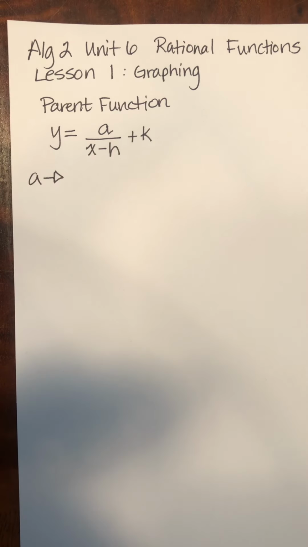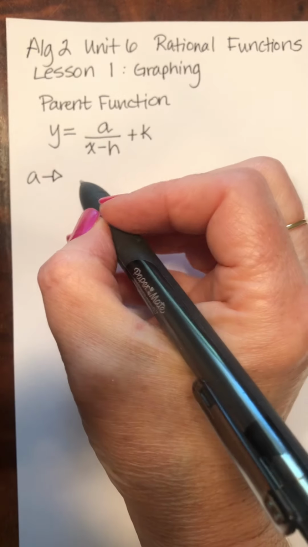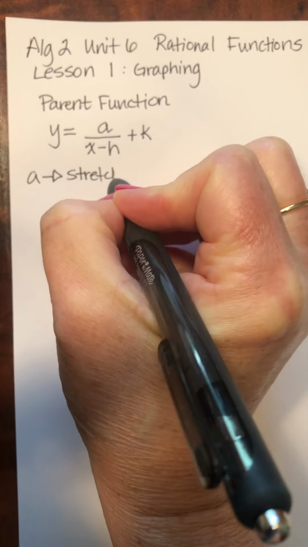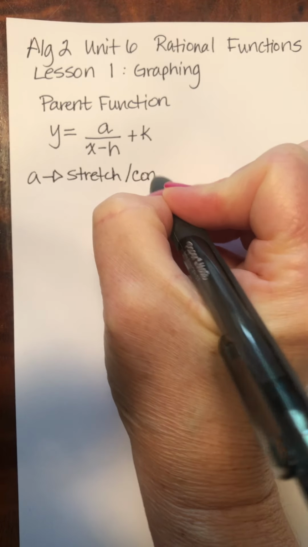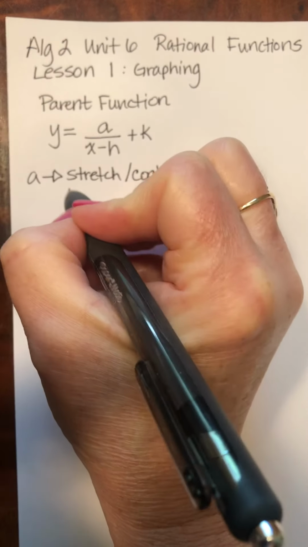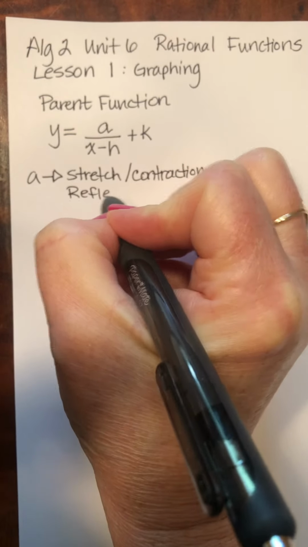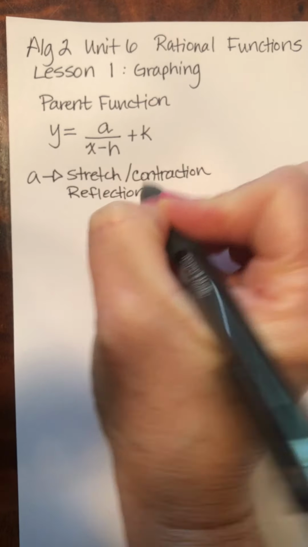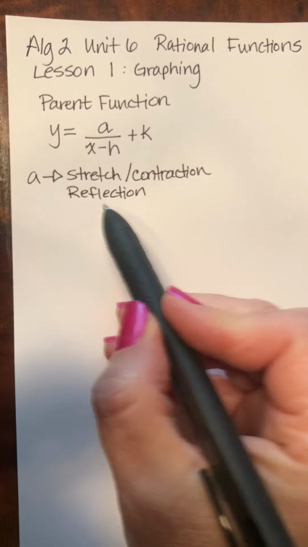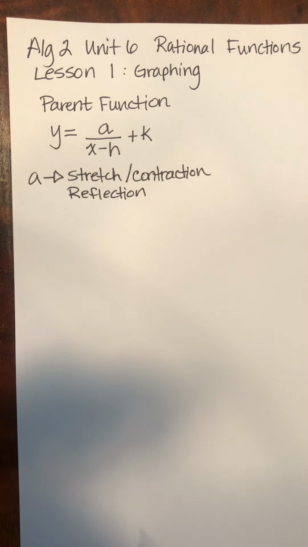When you see a, and a lot of times it's going to be a 1, so you really don't have to worry about it, but sometimes it's going to be a different number. So if it is, it's either a stretch or contraction. And it also tells us if there is a reflection. So if you see a negative number in the top of the fraction or you see a negative out in the front, it is definitely going to be a reflection.